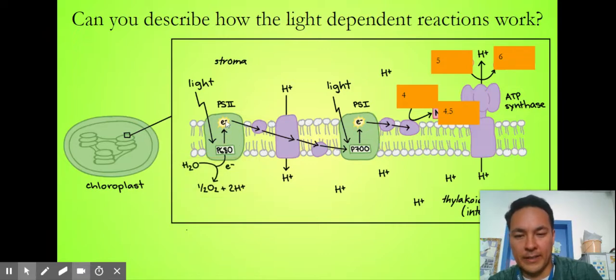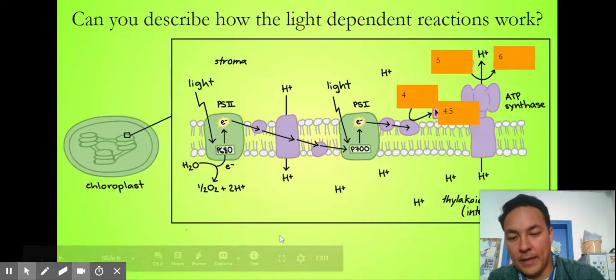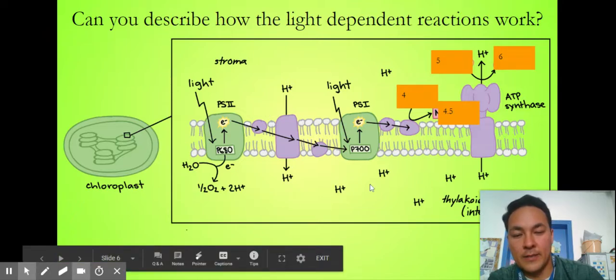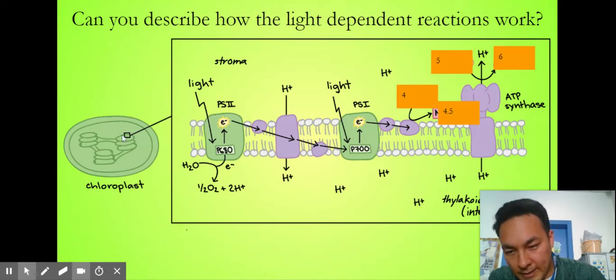That chlorophyll is going to get excited, and as it gets excited, the chlorophyll is going to lose an electron. And when it loses those electrons, they're going to go through an electron transport chain. The electron transport chain is going to pump hydrogen protons to the inside of the thylakoid. So light's hitting right here. It pumps the H pluses into the thylakoid.